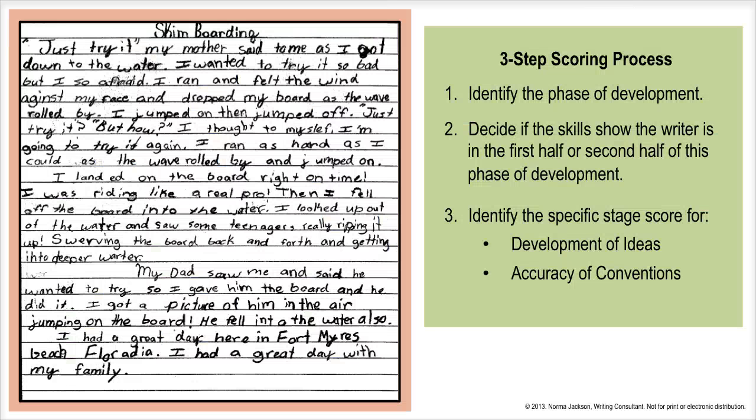Now try scoring another example. This time yourself. See if you can read and score the paper within 3 minutes. Use the 3-step scoring process to score the development of ideas and the accuracy of the conventions. Press pause to read and score the piece of writing, then press play to continue.